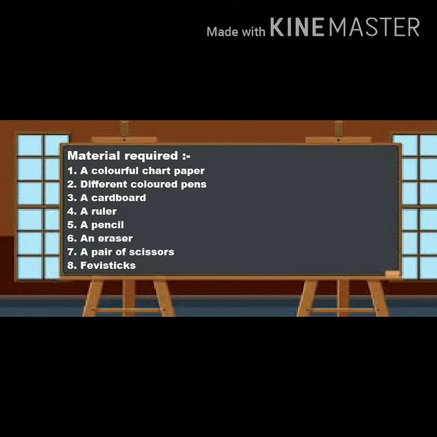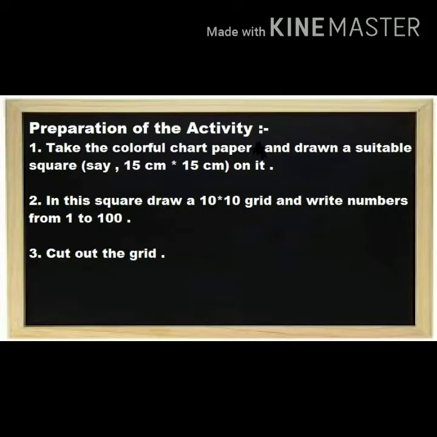Material required for the activity: a colorful chart paper, different colored pens, a cardboard, a ruler, pencil, an eraser, a pair of scissors and Fevistick. Preparation for the activity: take the colorful chart paper and draw a suitable square, say 15 by 15, on it. In this square, draw a 10 by 10 grid and write the numbers from 1 to 100 on it. Cut out the grid now.